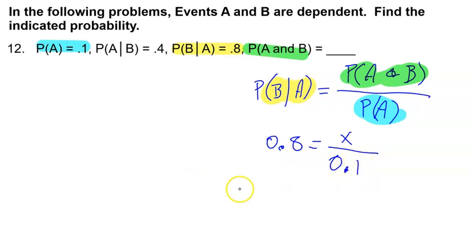So let's go ahead and put 0.8 over 1 so I can cross multiply. 1 times X gives me X. 0.8 times 0.1 gives me 0.08. And notice it's an and, so the probability got smaller than the probability of A. So that's how you're going to do 12, 13, 14, and 15.